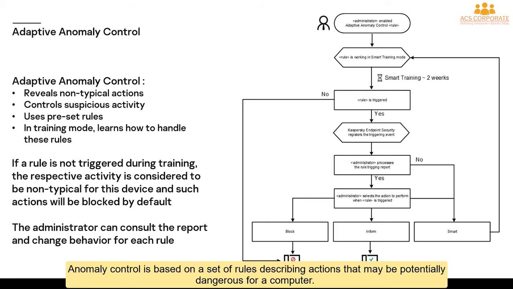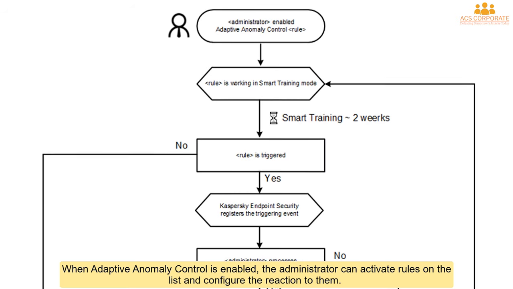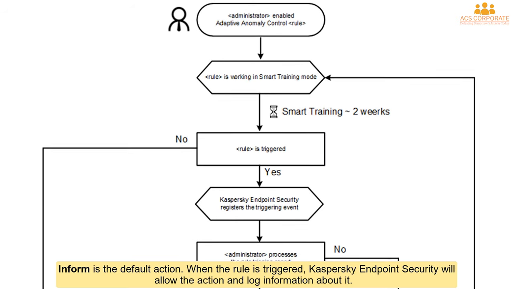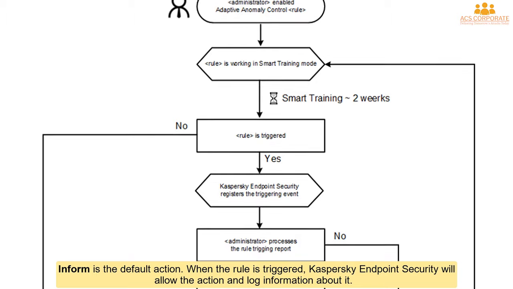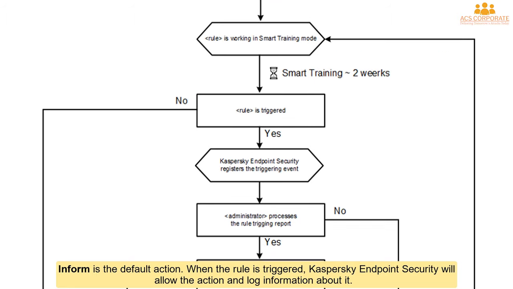Anomaly Control is based on a set of rules describing actions that may be potentially dangerous for a computer. When Adaptive Anomaly Control is enabled, the administrator can activate rules on the list and configure the reaction to them. Inform is the default action. When the rule is triggered, Kaspersky Endpoint Security will allow the action and log information about it.